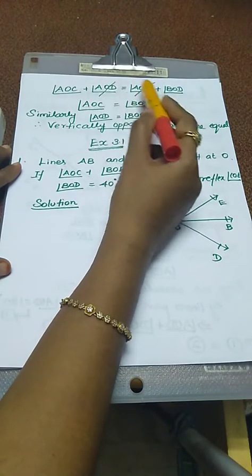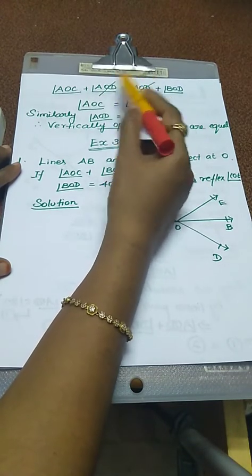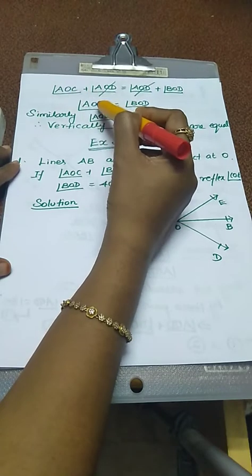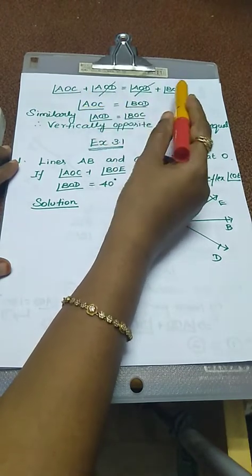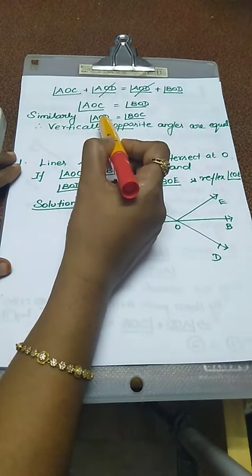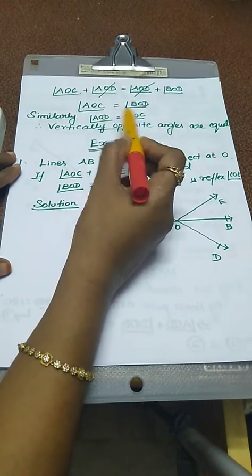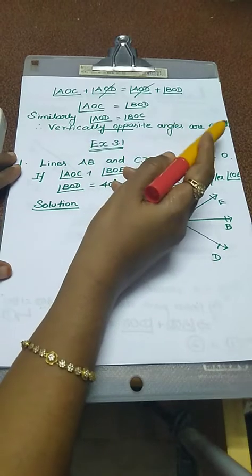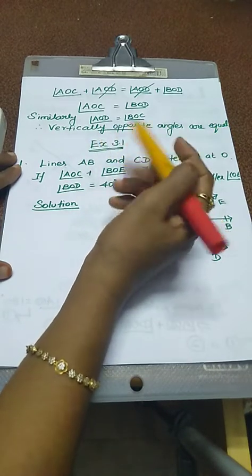The same values are in LHS and RHS, no. So we just cancel the values. So the balance values are actually angle AOC equal to angle BOD. The same procedure we have to follow, we get the answer AOD equal to BOC. Therefore, vertically opposite angles are equal.